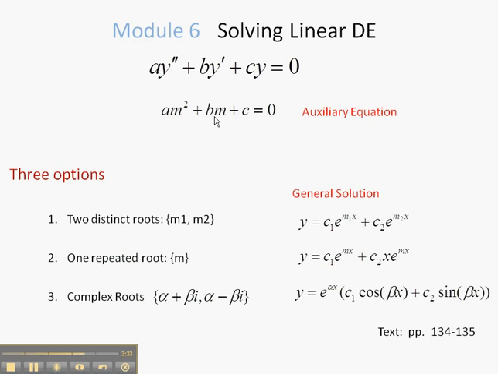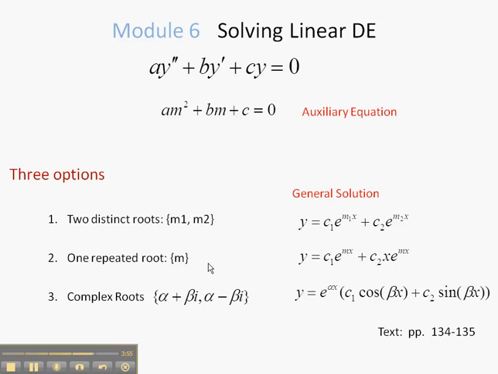When I'm solving this quadratic, there will be three options, three things that could happen. One of them is that I get two roots, say m1 and m2, and in that case I'm going to be able to write the general solution as y equals c1 e to the m1x plus c2 e to the m2x, as you can see here.